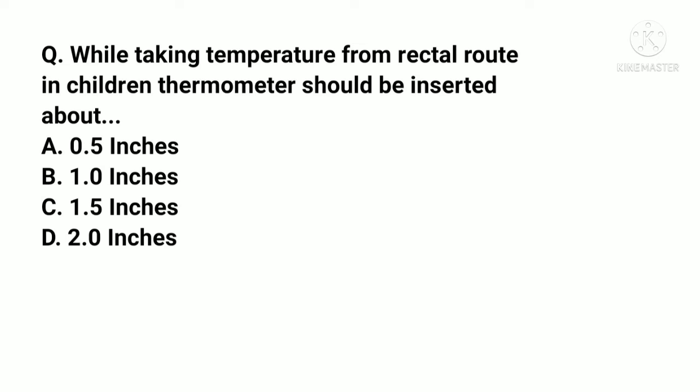While taking temperature from the rectal route in children, the thermometer should be inserted about A. 0.5 inches, B. 1.0 inches, C. 1.5 inches, D. 2.0 inches. And the correct answer is B. 1.0 inches. While taking temperature from the rectal route, the thermometer should be inserted about 0.5 inches into an infant, 1 inch into children and 1.5 inches into an adult.